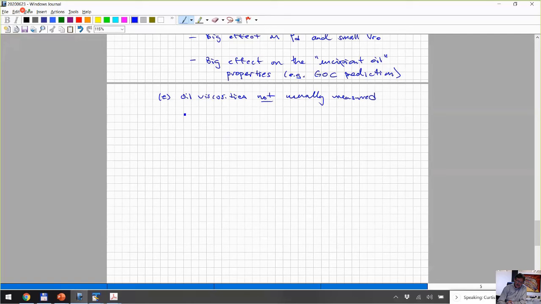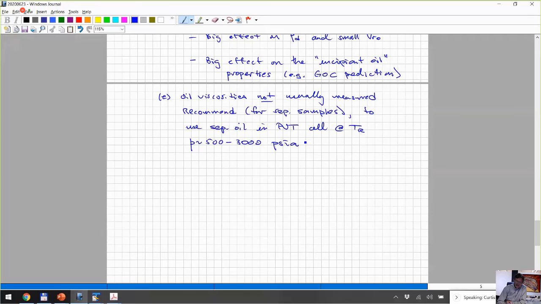So what we recommend is that if you have separator samples, use the separator oil in a PVT cell by itself. You bring it to reservoir temperature and to pressures ranging from about 500 to 3000 psi. This might be saturation pressure or separator pressure at the low end. So in this range, measure single phase oil viscosities of the separator oil by itself. And then use this data to tune the viscosity model.